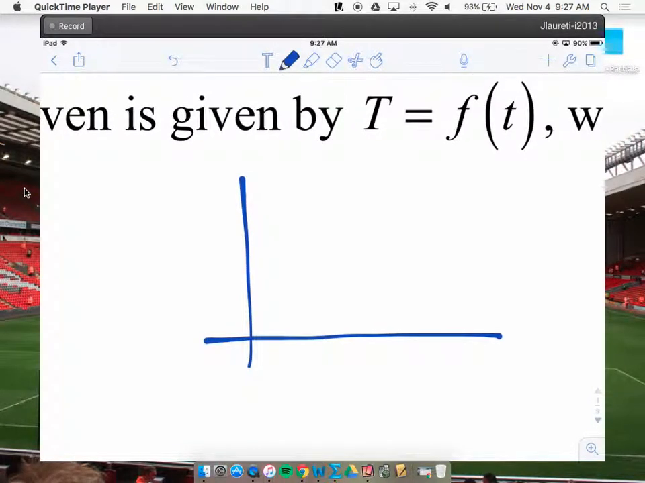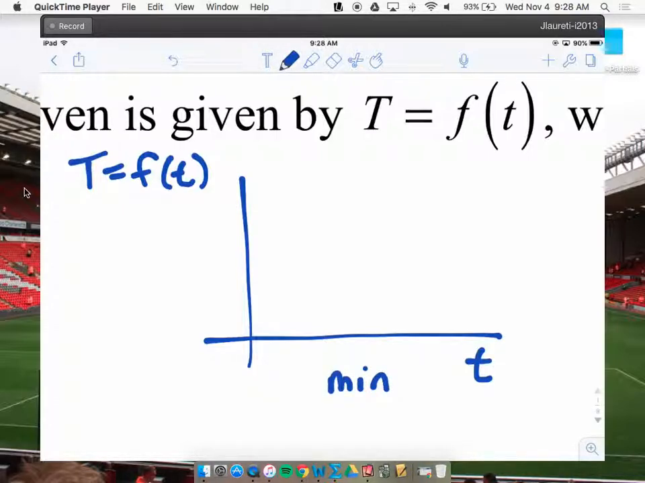So it says capital T is equal to f of t. My t variable is going to be my horizontal axis, and f of t is going to be my vertical axis. So what does it say that the lowercase t represents? Minutes, right? So we can label that as minutes. And then what does the capital T represent? Temperature, right? So that is degrees Fahrenheit.